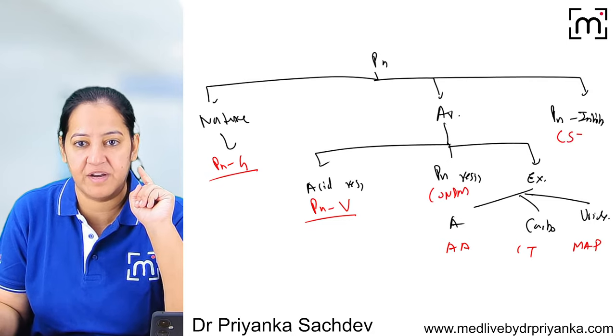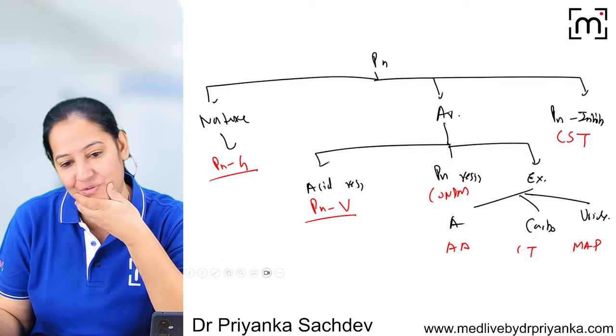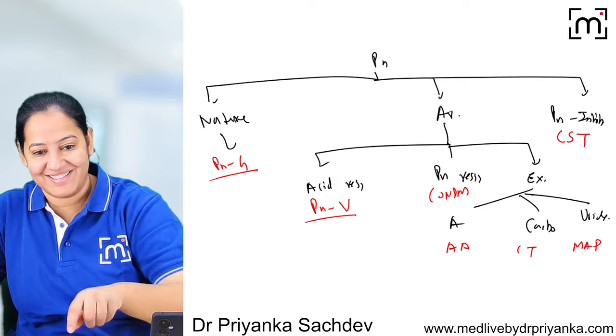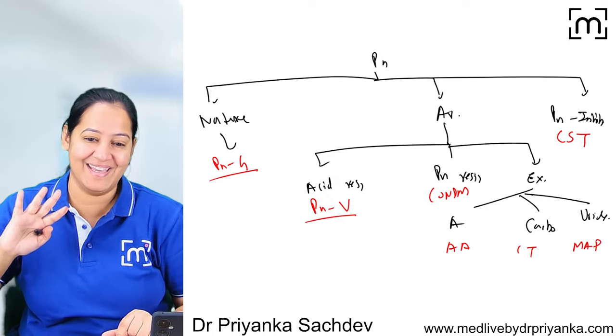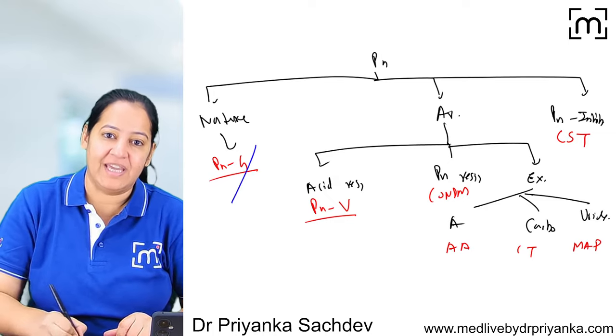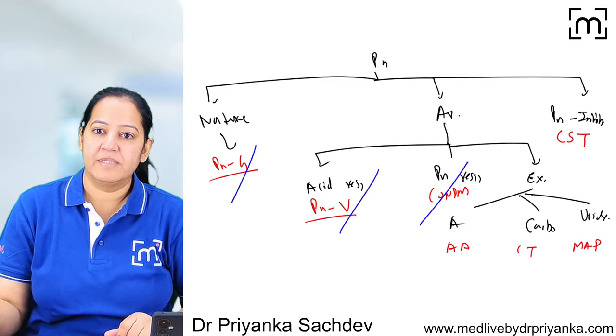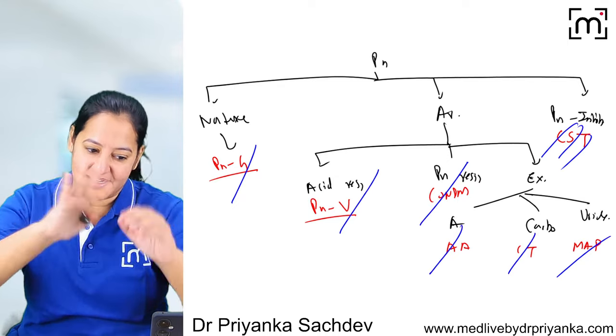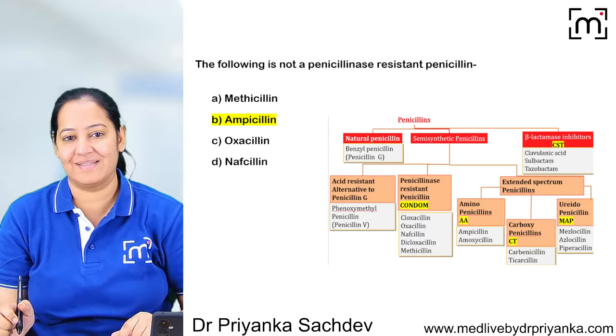And here CST. I guess you know the full forms. This is the easiest way I can tell you the classification. No one will tell you like this. Say yes if you got it. I've given you mnemonics everywhere. G, V, CONDOM, CST, AACT MAP. It is all mnemonic, just mnemonics. That's it. The penicillins, now you can apply.